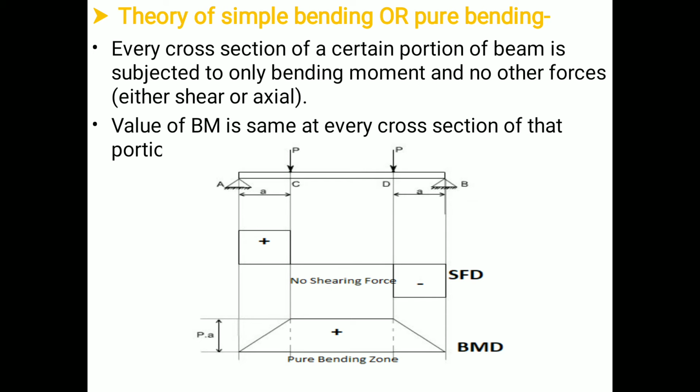In such a case, the value of bending moment is the same at every cross section of the beam. Such a portion is bent in the form of an arc of a circle. When a beam is subjected to simple bending or pure bending, then it bends in the form of an arc of a circle.